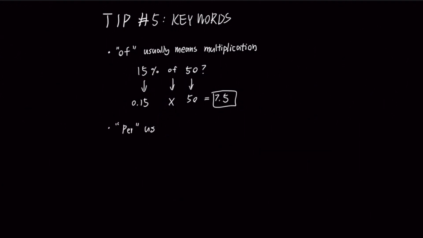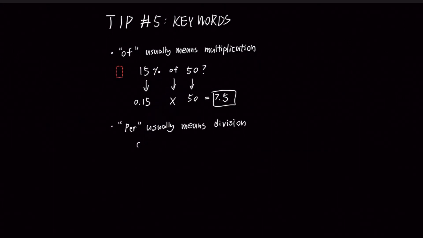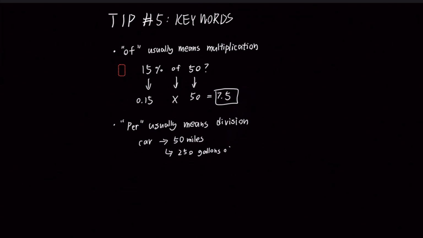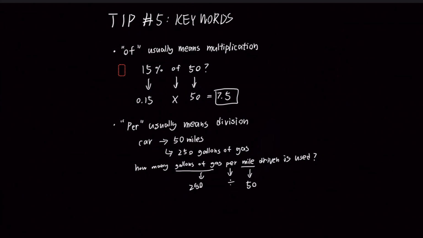Now another example is "per," and it usually means division. So let's say that we have a car and it drives 50 miles, and in those 50 miles it used 250 gallons of gas. The question asks how many gallons of gas per mile driven is used, and because we know that per means division, all we're going to do is turn the per into a division sign. And we know there's 250 gallons of gas. We're going to turn the per into a division sign, and there's 50 miles. So now we have an equation, which is 250 over 50. Therefore, our answer is 5, meaning that 5 gallons of gas is used per mile driven.